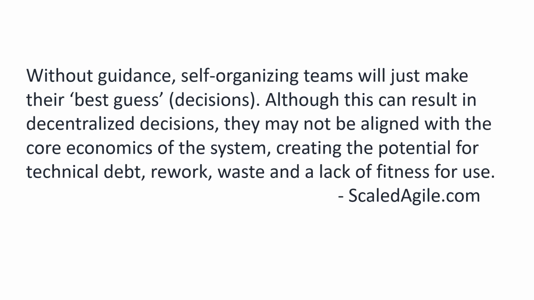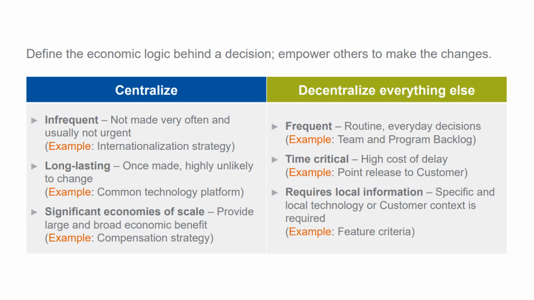This decentralized decision making sometimes works, but sometimes it is not aligned with the entire system and may create potential for rework, integration issues, and other technical debt. That's why we need governance and controls. That's why an SA can decide what kind of decisions teams can make on their own and what decisions are required to be made centrally. Scaled Agile framework has some guidance on what type of decisions should be centralized and what should be decentralized.